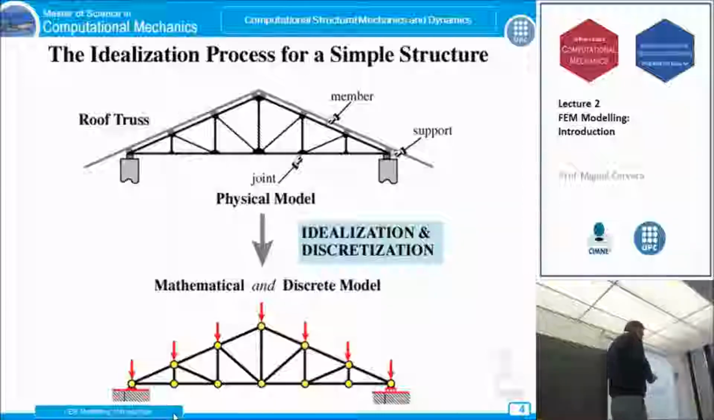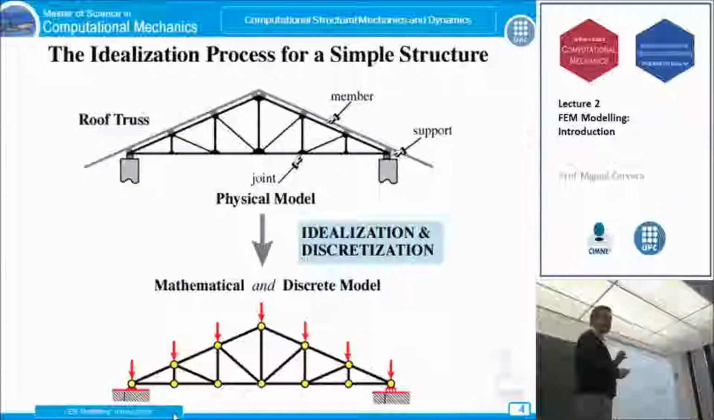This is one idea. The second idea we have already presented before. We have, on one hand, the physical reality, the physical model, but we need to idealize and discretize it to be able to compute it. Okay? In some instances, few, the mathematical model, which is itself an idealization of the physical reality, is discrete, but not always. Okay?